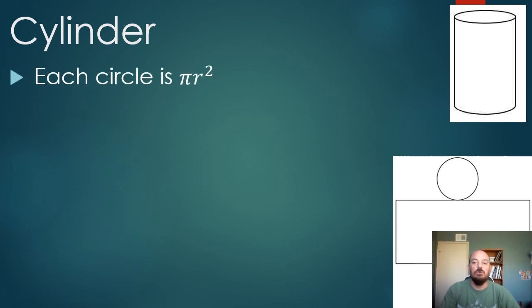All right, so number 1, every circle, if we're doing area, is pi r squared. So this is pi r squared here, and this is pi r squared here. That was easy. Now let's figure out that rectangle.